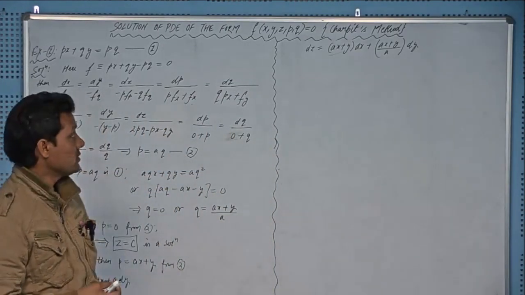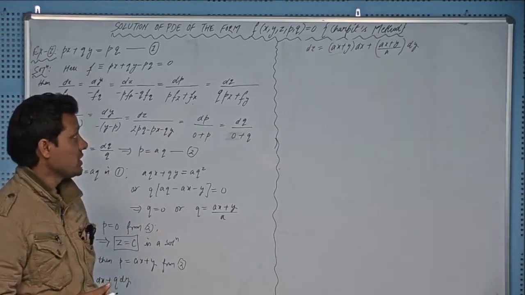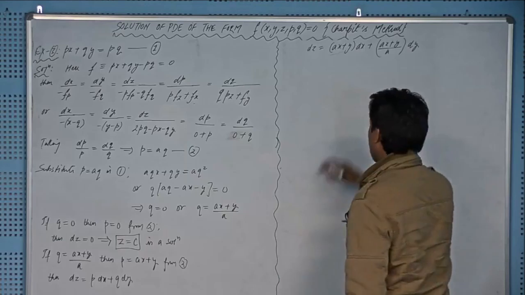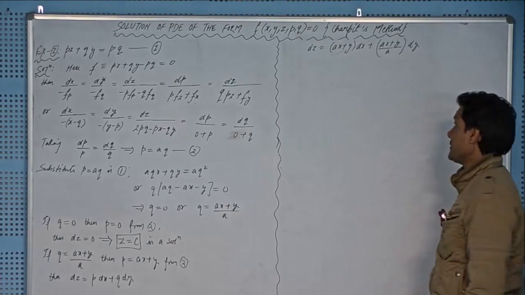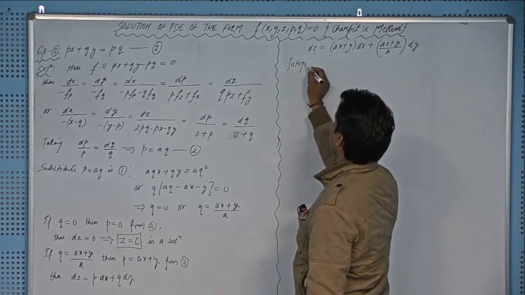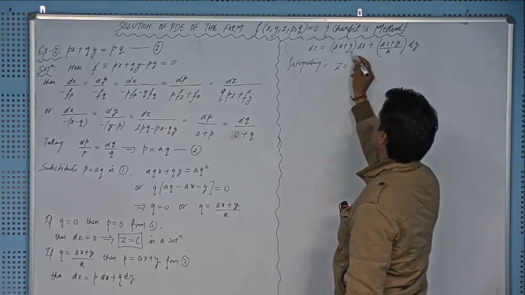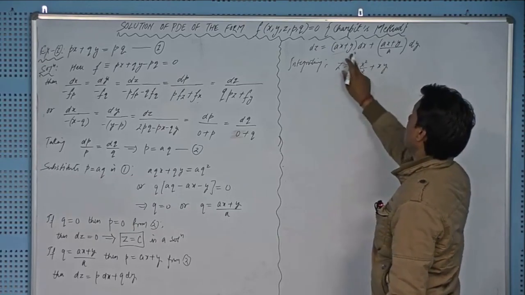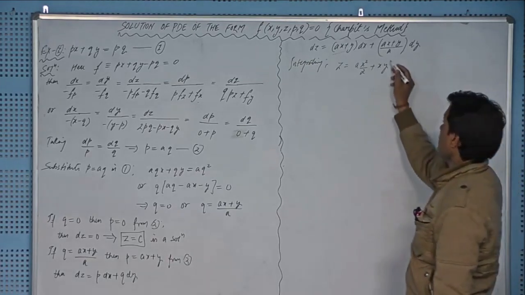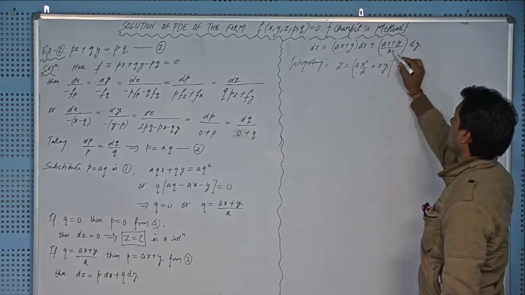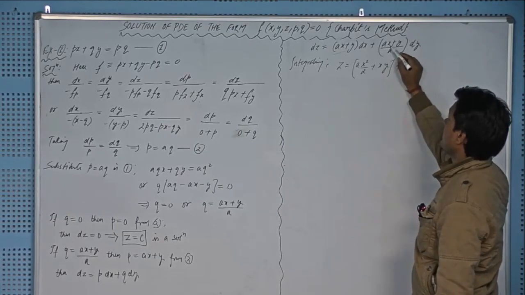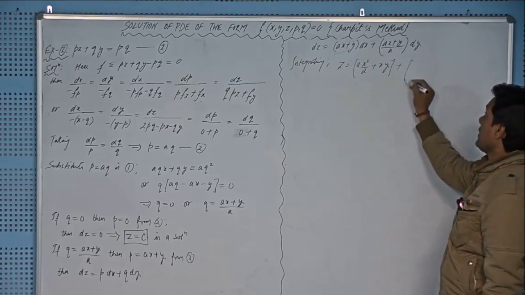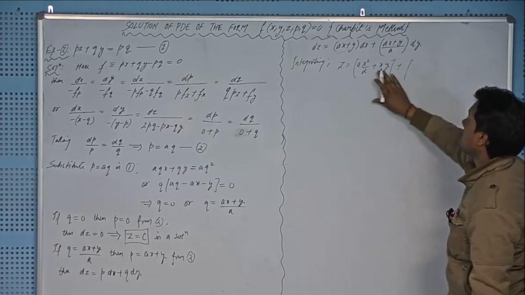If you remember that method, the exact differential equation in M dx plus N dy form, I will recall it by writing it down. First I'm completing the solution, then I will write the overview of that method. Integrating both sides gives me z. The integration of this with respect to x will be a x square by 2 plus xy, remembering that y is treated as a constant in this method. Then integrating this with respect to y, the a's cancel out, and the integration of x with respect to y gives xy, but that has already occurred in the integration of the first term, so I will remove it.